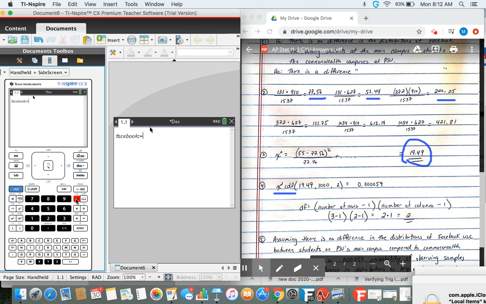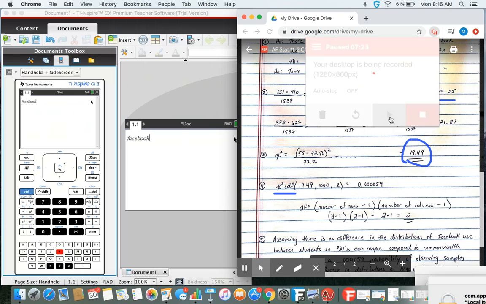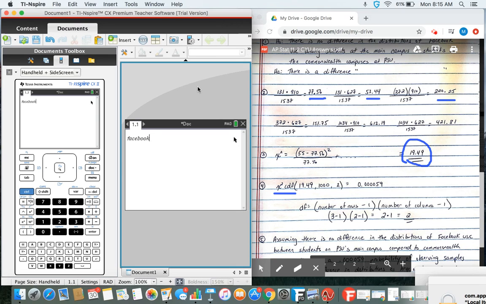So Control, button right next to the number 9. And now we are going to hit that button next. What happened there? All right, sorry about that, guys. I don't know what happened, but TI Nspire had just closed out, so I had to reopen it.